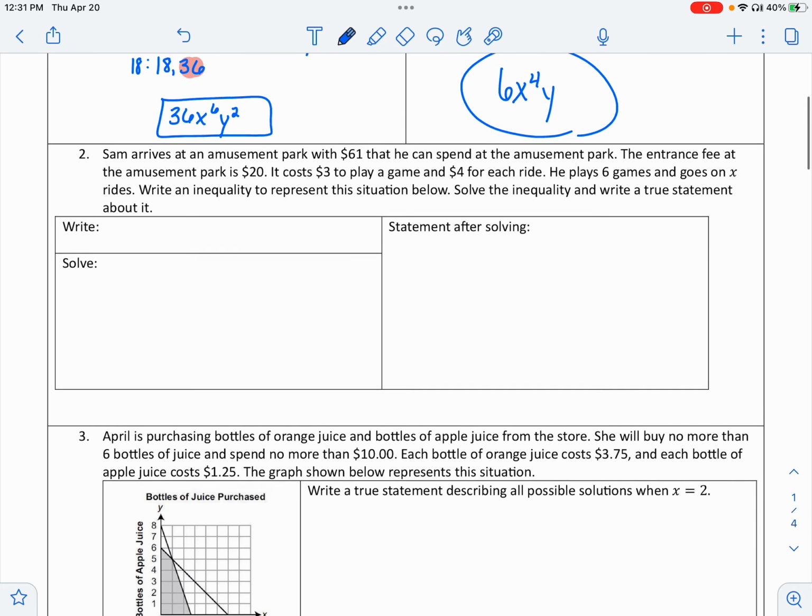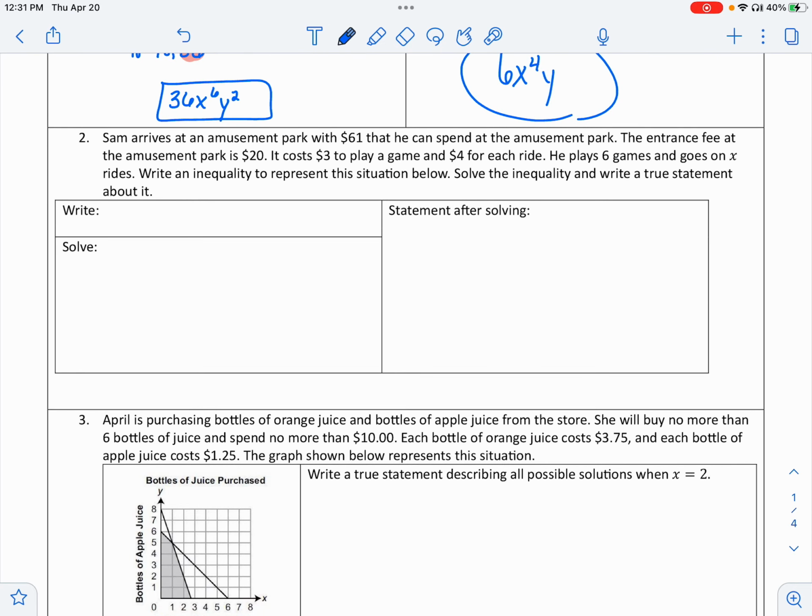Number 2, Sam arrives at an amusement park with $61 so he can spend at the amusement park. So that's going to look like a total to me. I'm just going to go ahead and say total. The entrance fee at the amusement park is $20. That looks like a one-time fee. And $3 to play a game, $4 for a ride. He's going to play 6 games and go on X rides. Write an inequality to represent the situation.